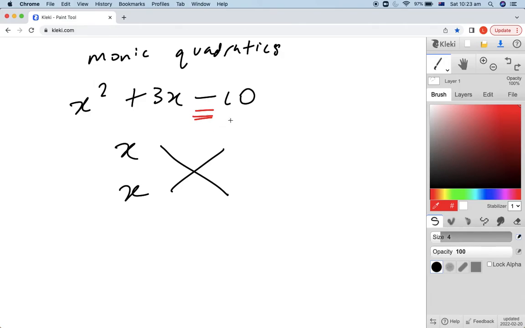Knowing that, let's just find some factors of 10 first. Starting off with factors of 10, we have 1 and 10, and we have 2 and 5. So let's say we try to use 2 and 5.